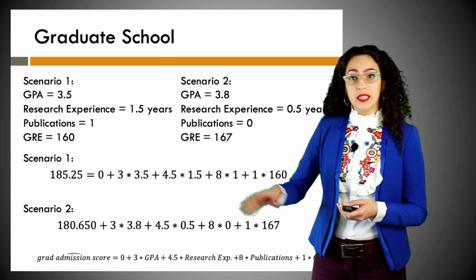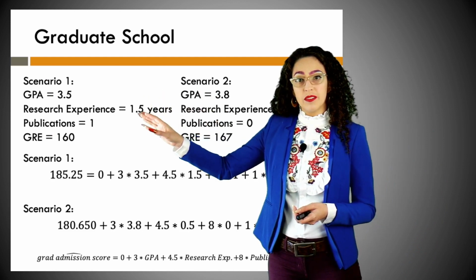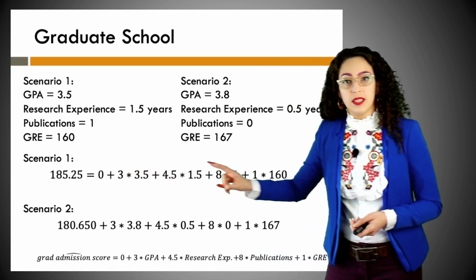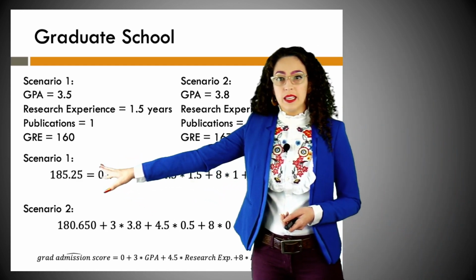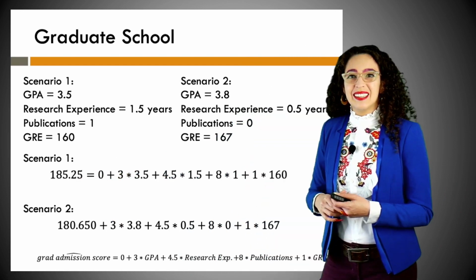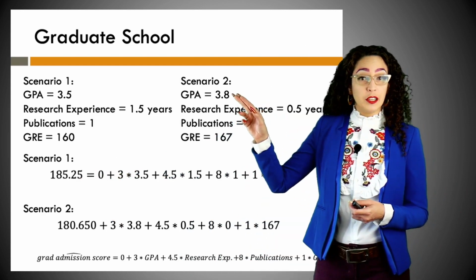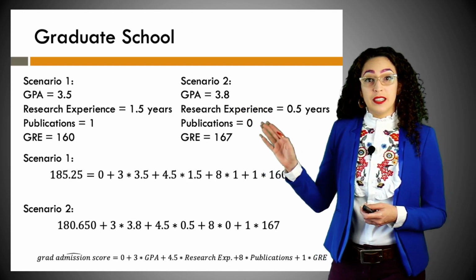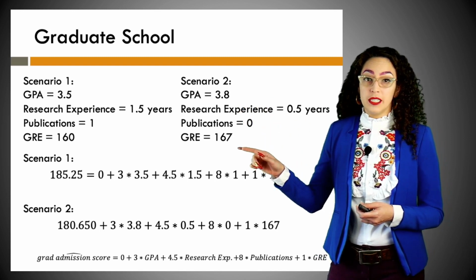Now, how about these two people? For a person who has a GPA of 3.5, 1.5 years of research experience, 1 publication, and a GRE score of 160, you put all that into our equation here, and this person has a predicted score of 185.25. Now, for scenario number 2, we have a person who has a higher GPA, 3.8, less research experience, 0.5, no publications, but a higher GRE score.